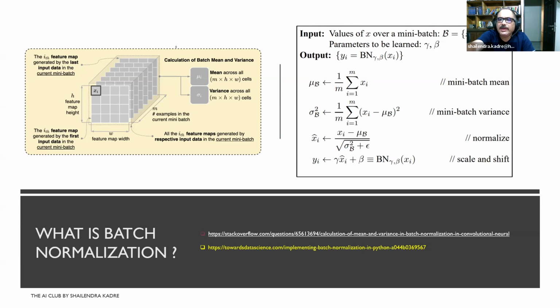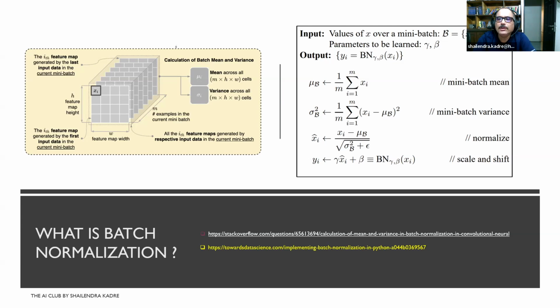Your X is your input, and the mini batch is called B. So your X is from 1 to M. We are saying 10,000 records are there, which means the value of M will be 10,000. So X1 to X10,000 are the number of inputs in the mini batch.